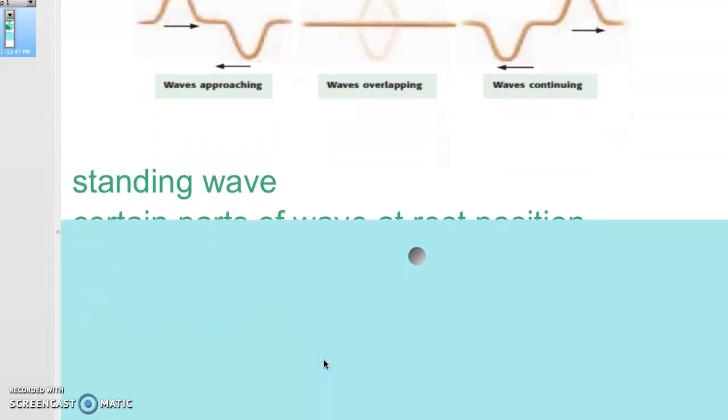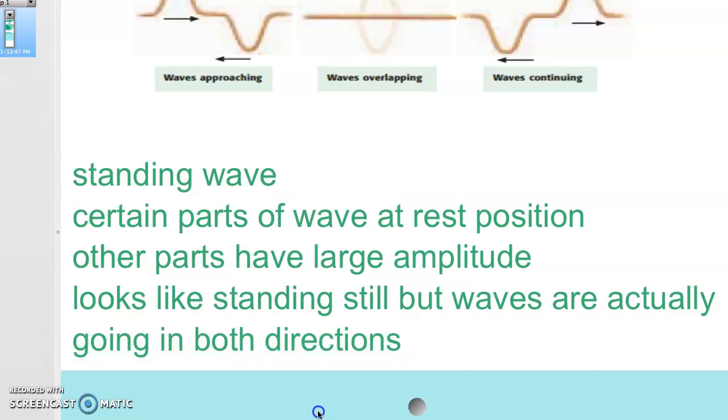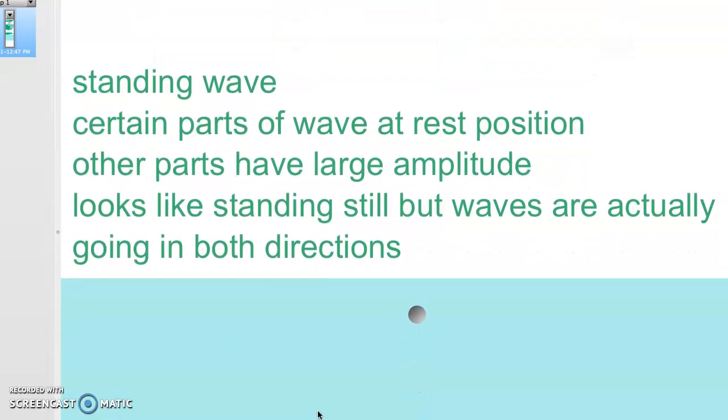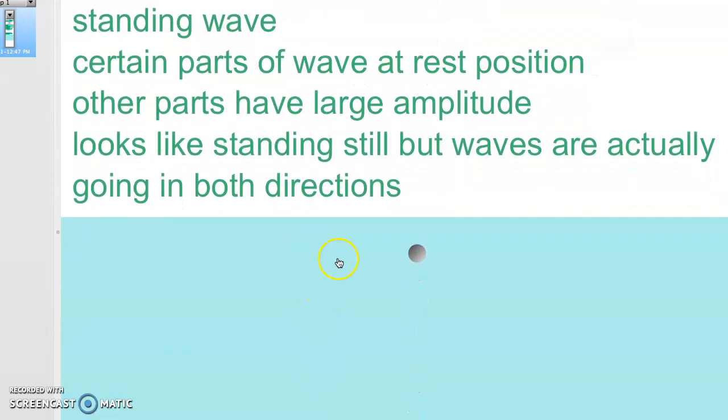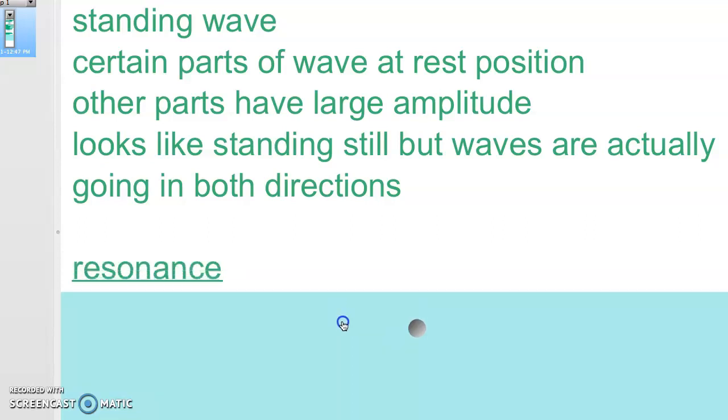Then we have what are called standing waves. So these are certain parts of a wave that sit at rest position. Other parts are at a very large amplitude. It kind of looks like it's standing still, but the waves are actually going in both directions, so it's a little bit confusing. And that's a good example, if we could visualize it, of a crest being super high and then part of it sitting at rest position.